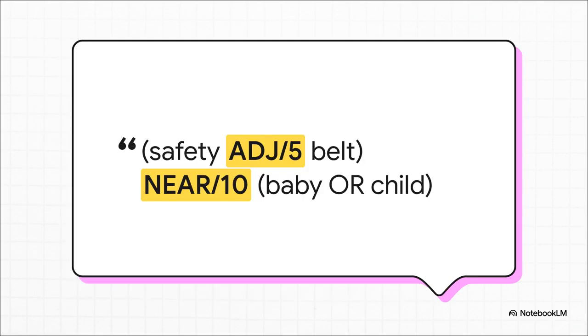And this is where it gets really fun. You can start combining all these tools. Okay, let's break this one down. This search is looking for patents where safety comes before belt within 5 words. And then it takes that whole phrase and looks for it within 10 words of either baby or child. I mean, how specific is that? That is some next-level, powerful searching right there.